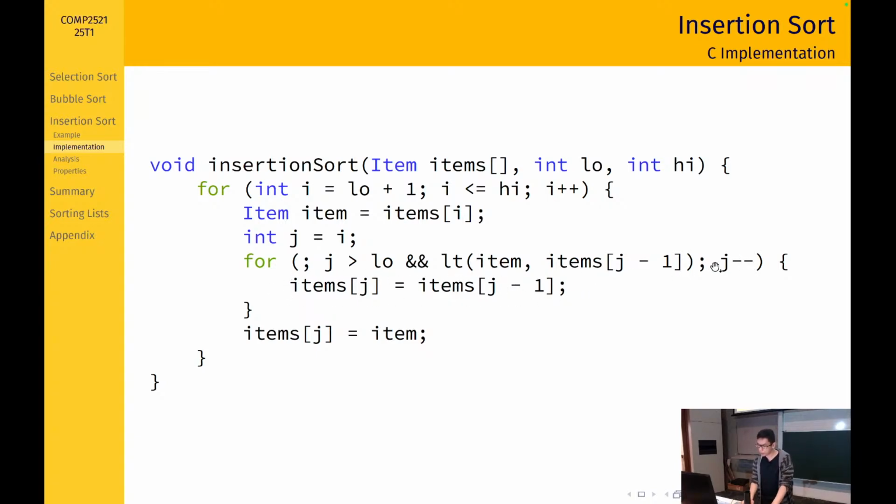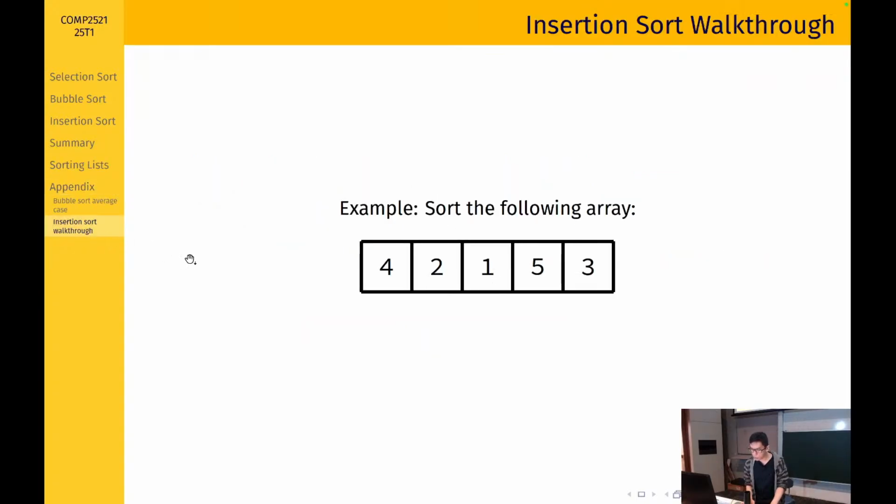Okay, and then we're going to keep decrementing j until we find the right place to insert the item. This code can be a little complicated to understand, so I do have a little walkthrough of it here.